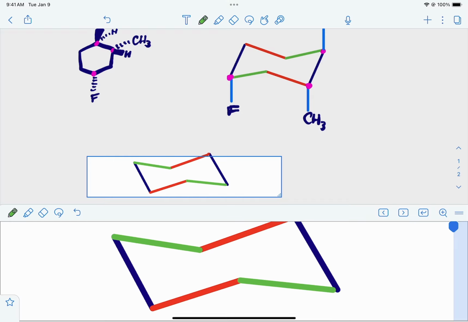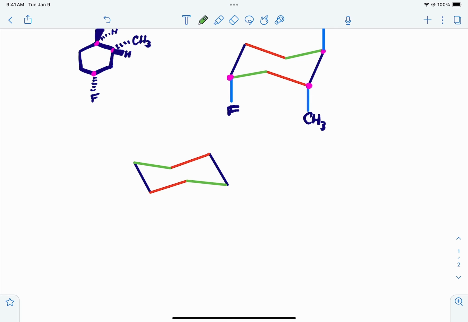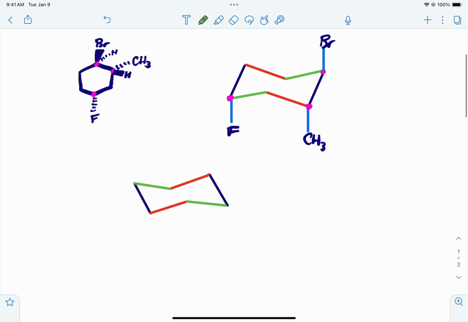It should be parallel. So there's our second chair, and sure enough, I think this chair does not look as nice as the first one, but we're going to live with it. Now, I told you at the very beginning that this first carbon that we did is my favorite carbon to start with. I always want to have a substituent on that carbon because that's always going to be my point of reference.